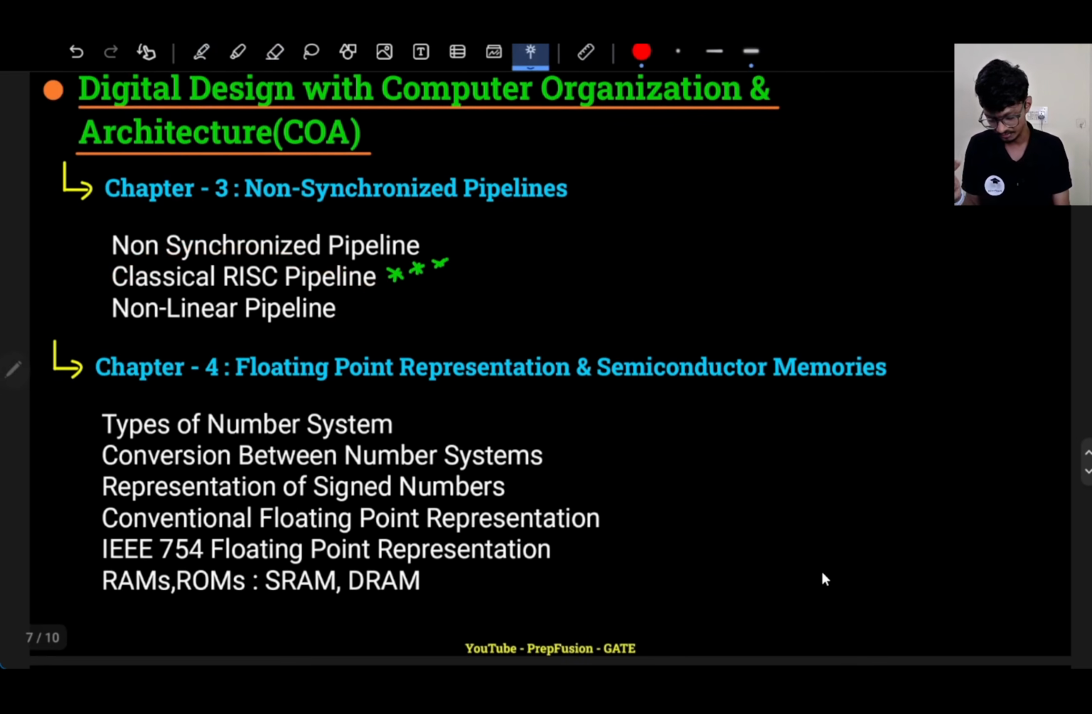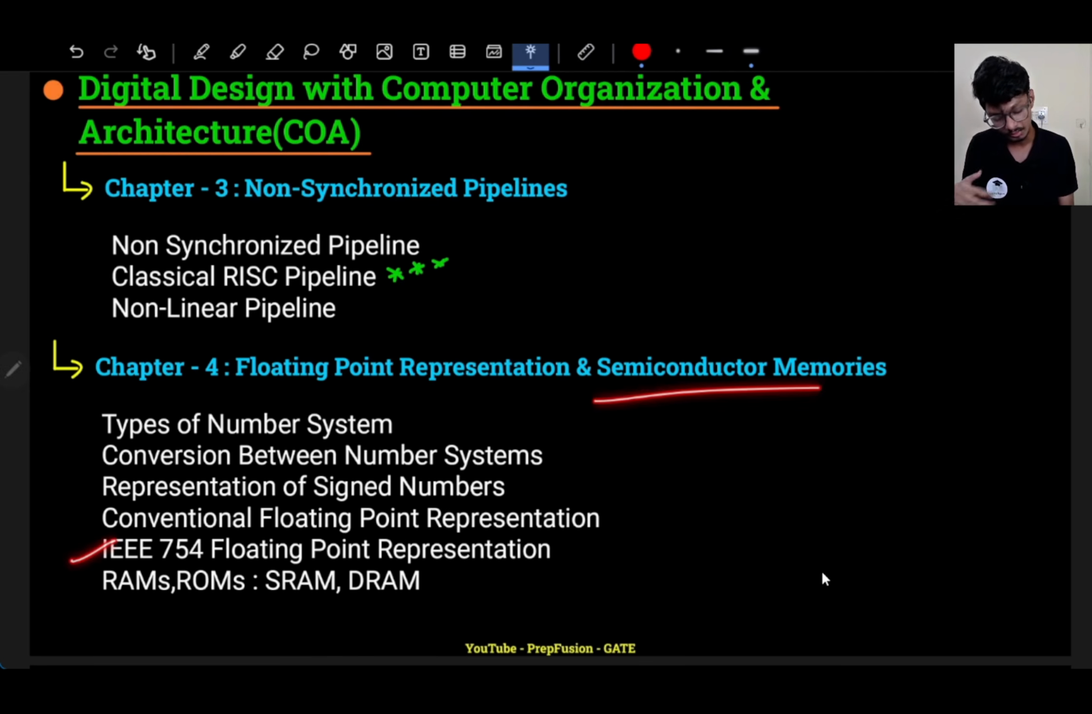Then in the next chapter, chapter 4, we have learned about floating point representation and semiconductor memories. Floating point representation is a way to represent floating point numbers in computers. To understand that, first I have discussed types of number systems, like octal, binary, hex, and how to convert between number systems. Then finally we come to the conventional floating point representation, how we conventionally used to represent. Then we had a standard known as IEEE 754 floating point representation, which is the most important standard, which is what we use. So that we have learned.